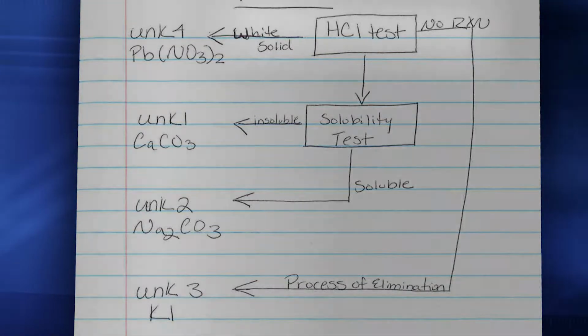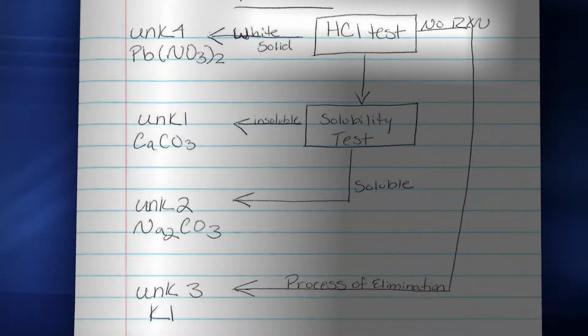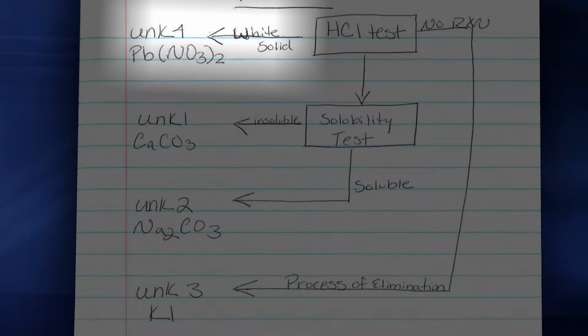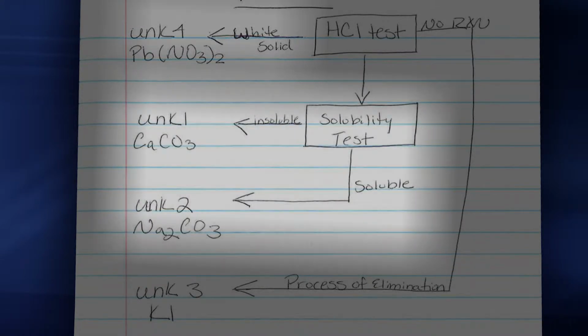Right. First, we used hydrochloric acid on all of the unknowns. We got a white solid and 2 samples that bubbled. Then we looked at the solubility table and identified unknown number 4 as lead-2 nitrate because of the white solid precipitate. We knew unknowns 1 and 2 had to contain carbonate because of the bubbles, so we used a solubility test on unknowns 1 and 2.